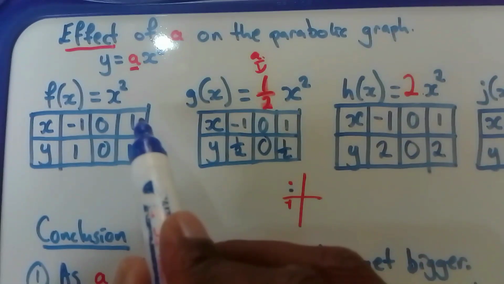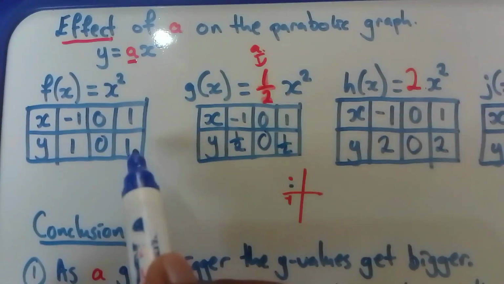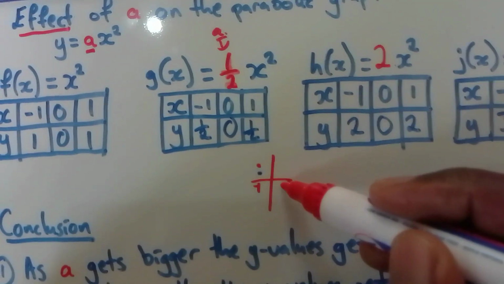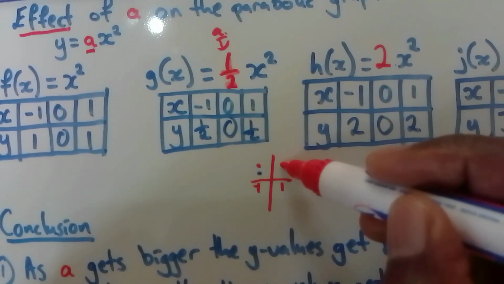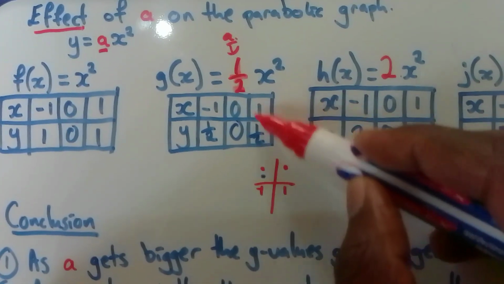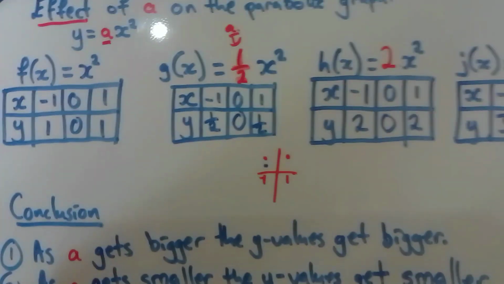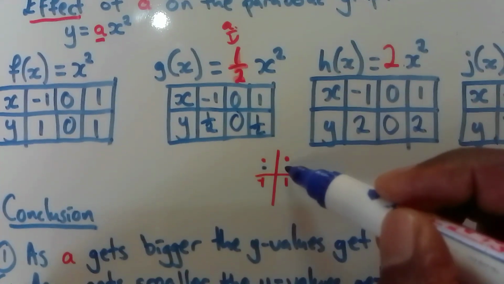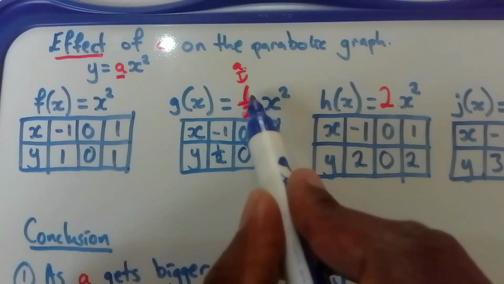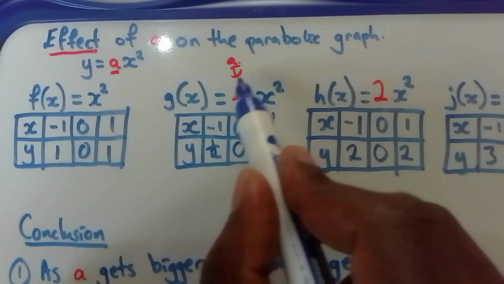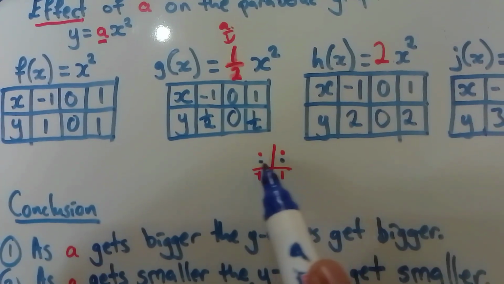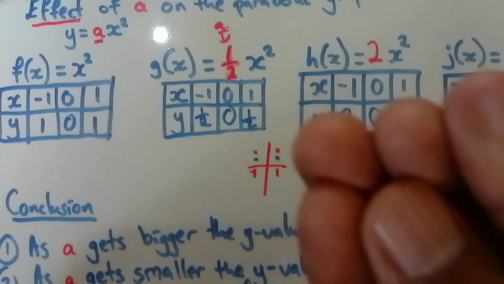Then at positive 1, when x was positive 1, the y was positive 1. Meaning we draw here that we've got a positive 1, and our y value is positive 1. Now here at half x squared, when x is positive 1, we've got half. Meaning we've got an answer which is less than 1, right? So the influence of a, when it's a smaller number, because half is a fraction, is making the values of y become smaller and smaller.